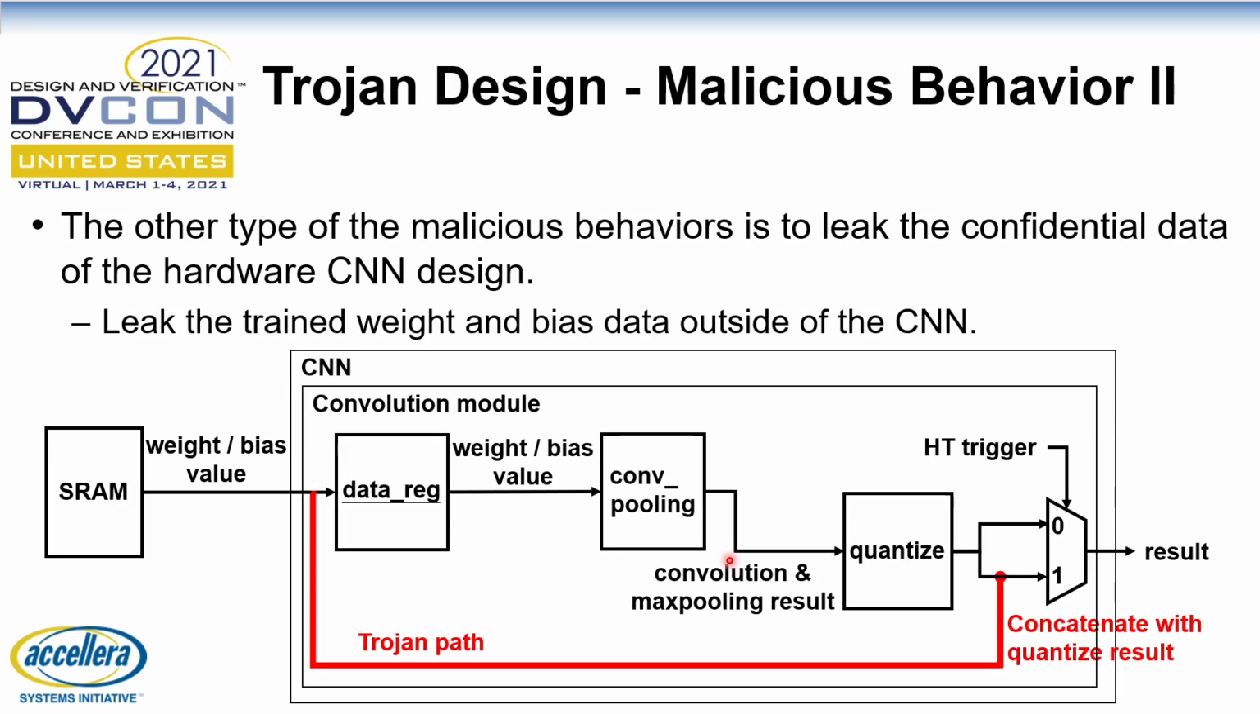The second type of our malicious behavior design is adding an illegal path, which will bring the confidential data outside of the CNN module. The original data flow of the convolution weight value should be saved in the data register and sent to the convolution and pooling module to do convolution operation. After the computation, the result will be quantized and become the final convolution result. The Trojan here is to concatenate the weight value read from SRAM with the final convolution result, so the weight data will be leaked out from the convolution module.